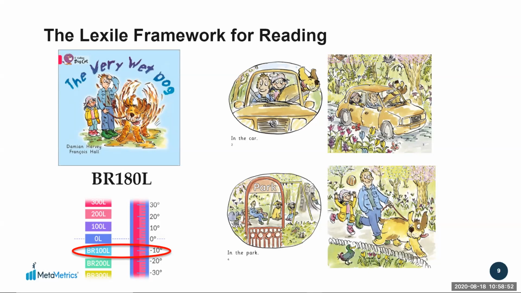But in this space, we don't actually use negative numbers or the negative sign. No one wants to stigmatize a child or a book in such a manner. Instead of the negative sign, we use the abbreviation BR for beginning reader as a replacement. So, a text like the book The Very Wet Dog measures at BR 180L, or 180 Lexile below 0 on the scale. And as we see in these example pages, the majority of the story is told in pictures with only a few brief, incomplete sentences. In the car and in the park. Hence, the low measure of text complexity for this work.